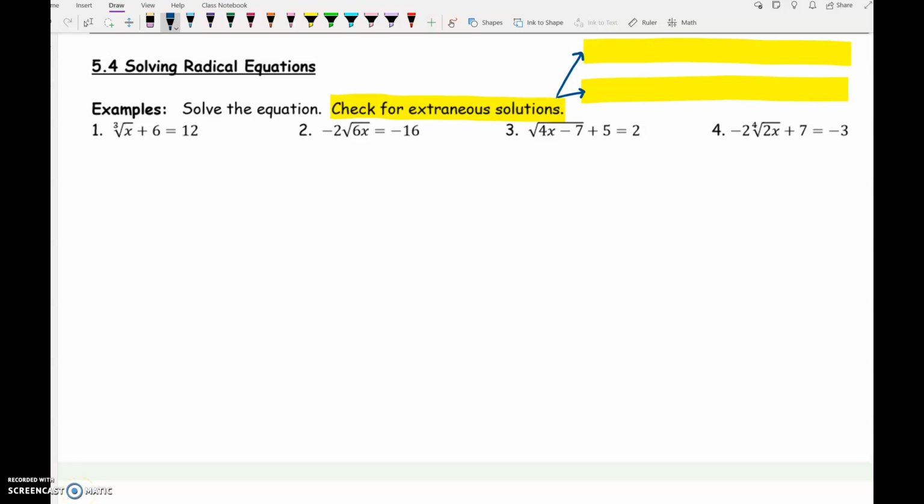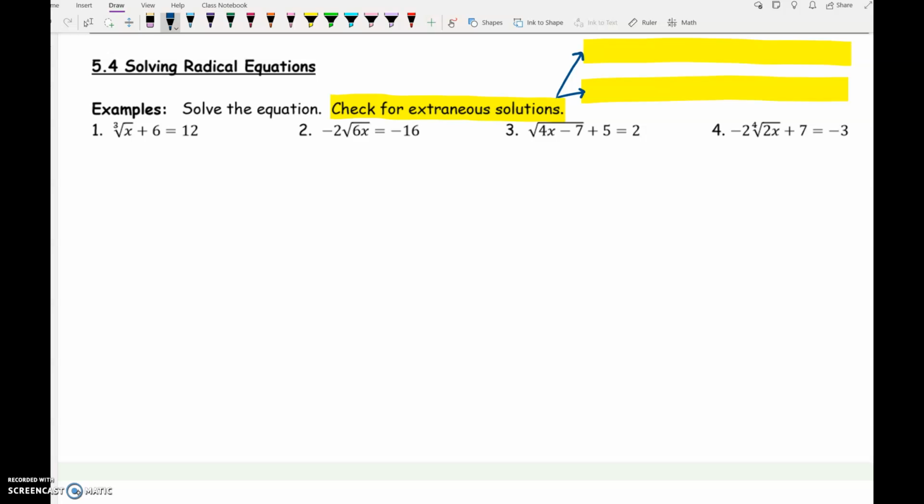Today we are solving radical equations, so equations that have radicals in them. And it says check for extraneous solutions, and many teachers would say check every single solution to see if it actually works in the original problem. But really, there's two scenarios that have the potential to create solutions that don't actually work. So to save us some time and effort, if we can really just focus on those two scenarios, we won't have to check every single solution.